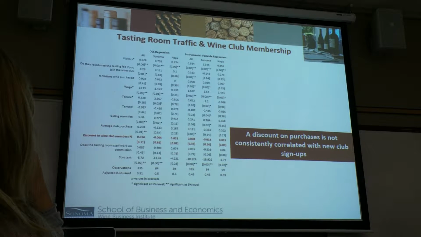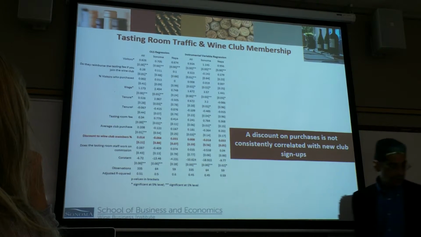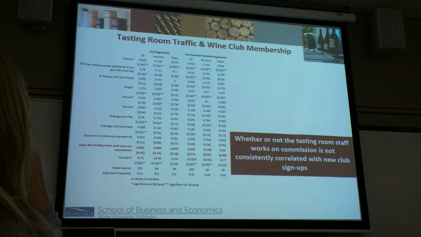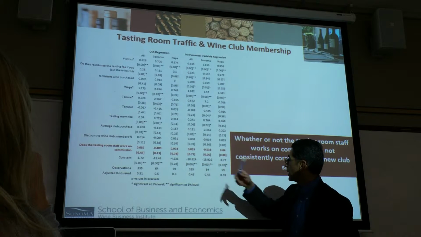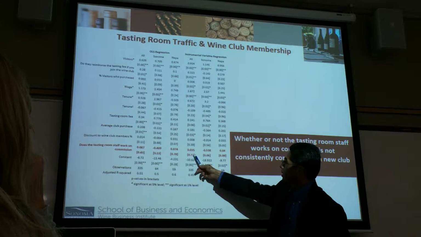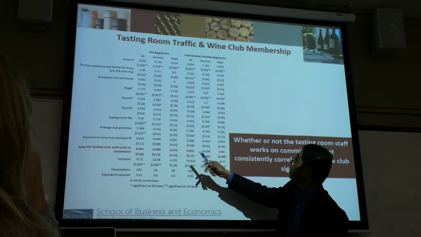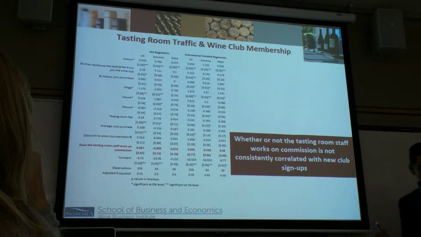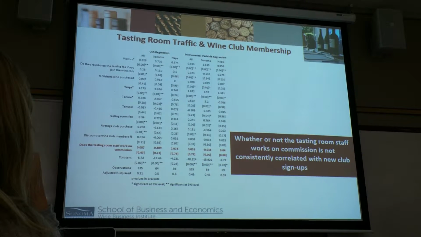Discount to wine club members. Again, mixed results, none of which are statistically significant. Do they work on commission? This is the one I was waiting for. Positive for all, negative for Sonoma, positive for Napa, but none of them are statistically significant. No stars across there.